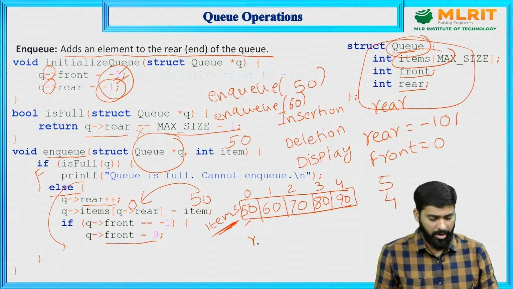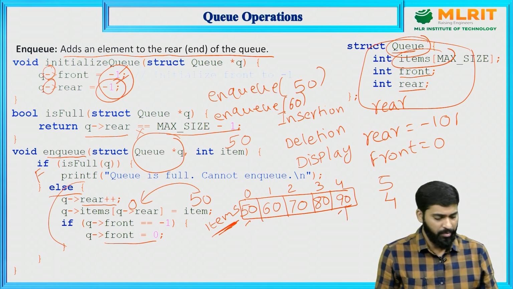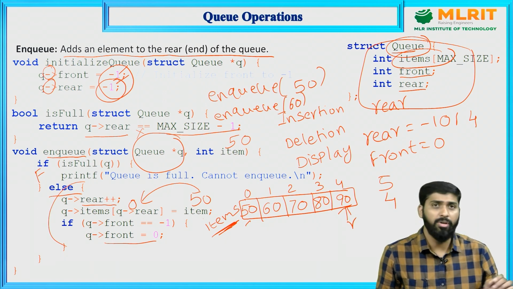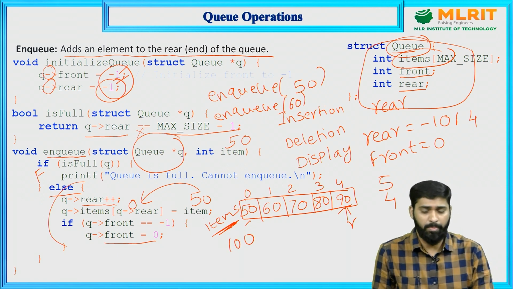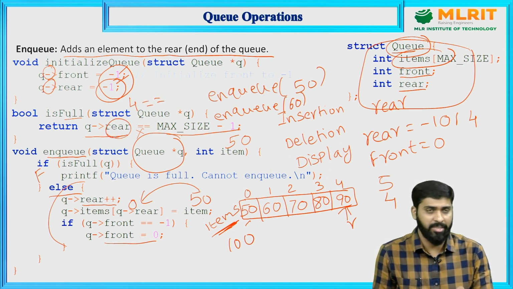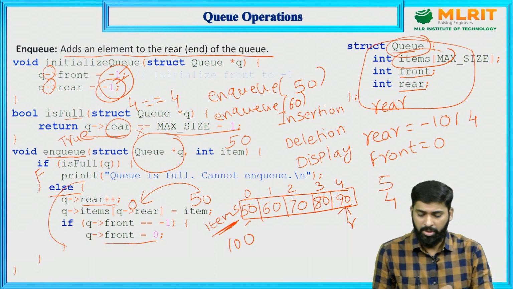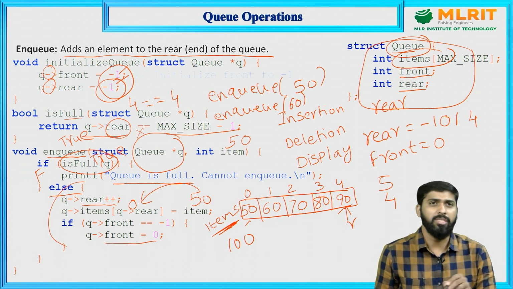Now what is the rear value? The rear value is 4. Rear value equals 4 now. Now I want to insert another number, 100. Now what happened? When we enter into this block, we check is full. How do we know that? Go to the is full function and check what the rear value is here. 4 equals max size 5, 5 minus 1, 4. 4 equals 4, true. So it returns true, so this block becomes true and it prints Q is full.